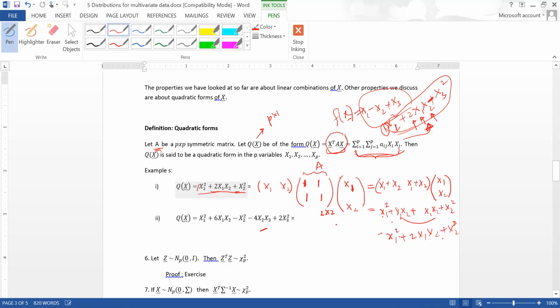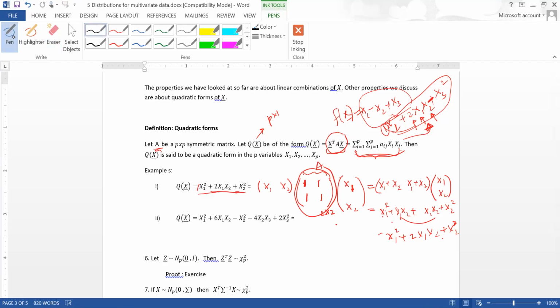So you can always get the quadratic form using that method. Along the diagonal, you have the coefficients of square terms, and off-diagonal elements are the interaction terms, x1x2, x2x3, likewise, divided by 2. And the matrix is always symmetric. Remember that also.